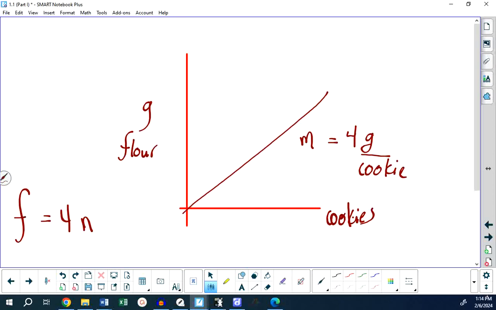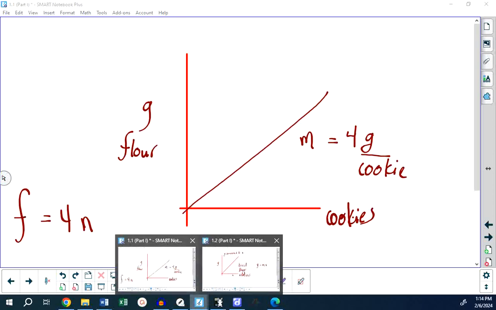So now that I have this formula, if I said, I don't want to make 20 cookies or 40, I want to make 68 cookies. Why? I don't know. But if I wanted to make 68 cookies, then I could put 68 in for n and multiply by 4 to get the grams of flour. It's a very useful thing.